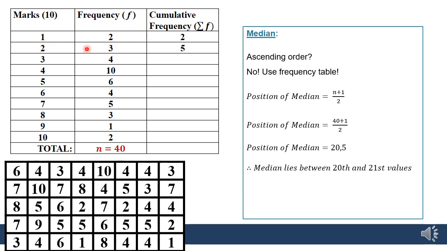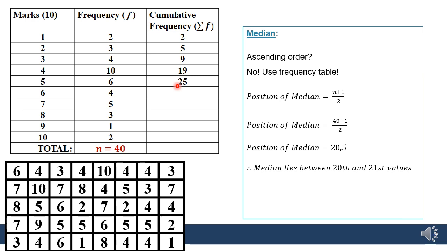Once I get to 2, I've gone through 5 data points in total. Once I get to 3, I've gone through 9 people in total. When I get to a score of 4, I've gone through 19 people in total. But now I need to be aware because I'm looking for the value that's between the 20th and 21st values.